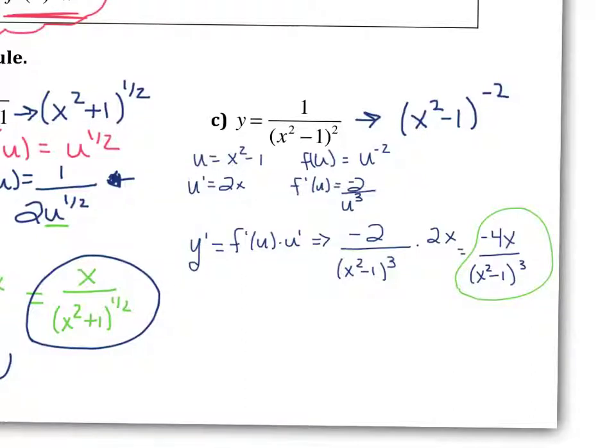Okay, here's the answer. Hopefully you guys got negative 4x over (x squared minus 1) raised to the 3rd power. If so, you should give yourself a big pat on the back. Alright, let's move on.